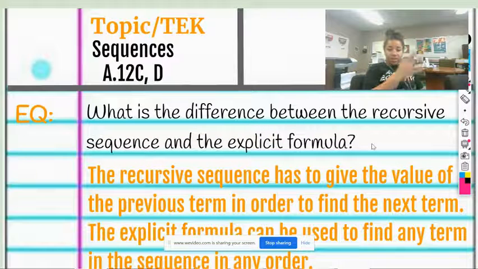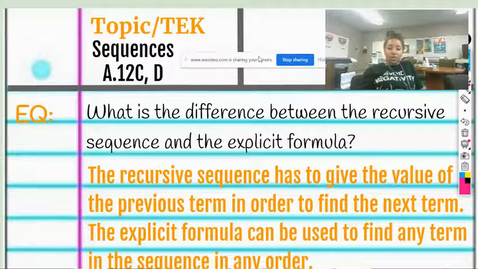So this is yesterday's answer to the essential question. Make sure you pause the video and write it down if you run out of time. What is the difference between a recursive sequence and an explicit formula? A recursive sequence has to give the value of the previous term in order to find the next term. The explicit formula can be used to find any term in a sequence in any order.